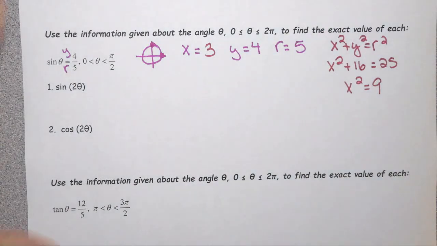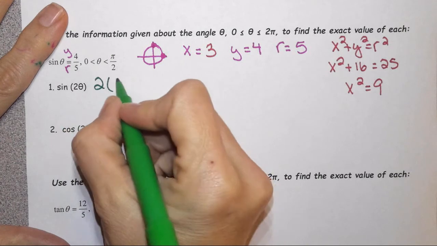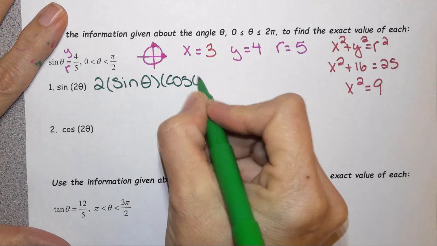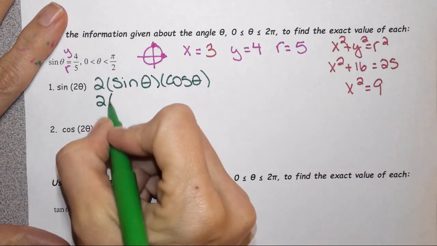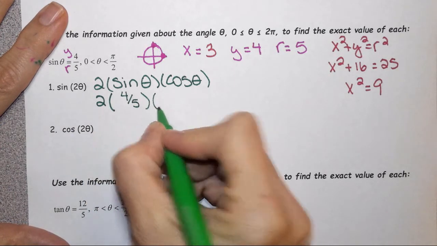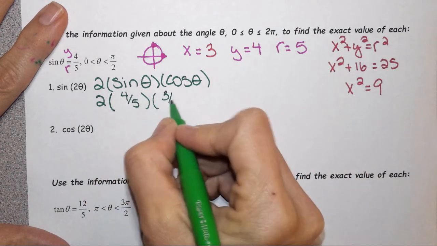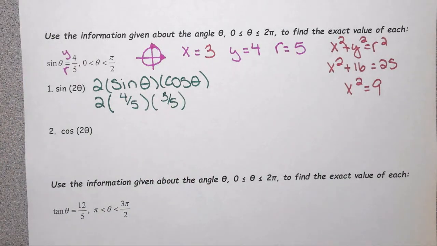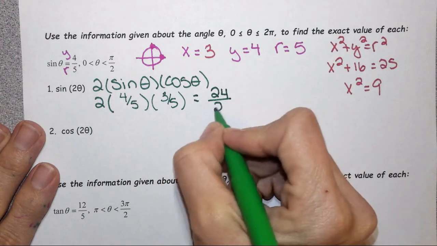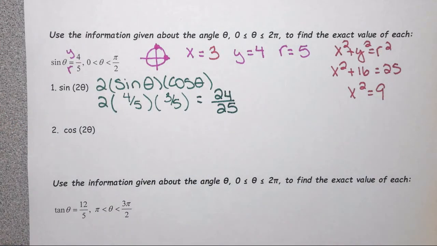I know the formula for sine 2 theta is 2 times sine theta times cosine theta. So 2 times sine, which is y over r, times cosine, which is the x over the r. And then we're going to multiply all the tops, and multiply all the bottoms, and we end up with 24 over 25. And that one's done.